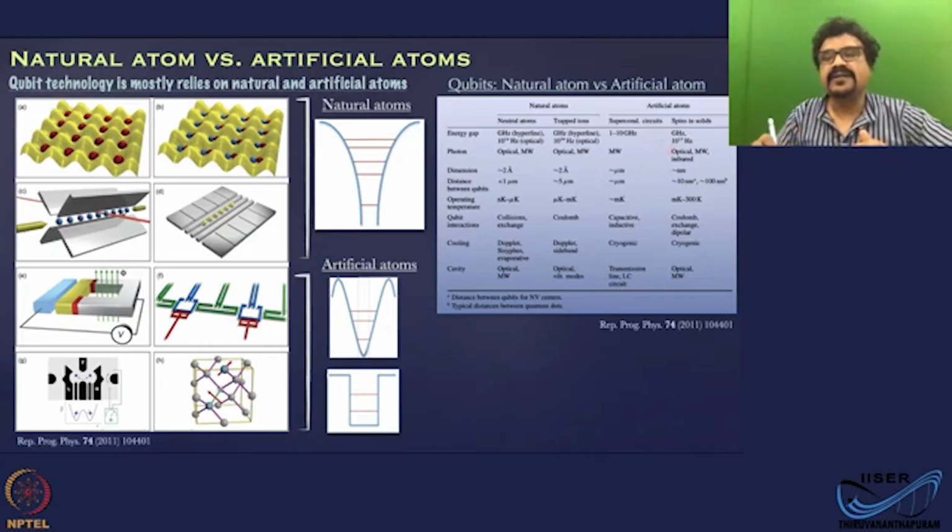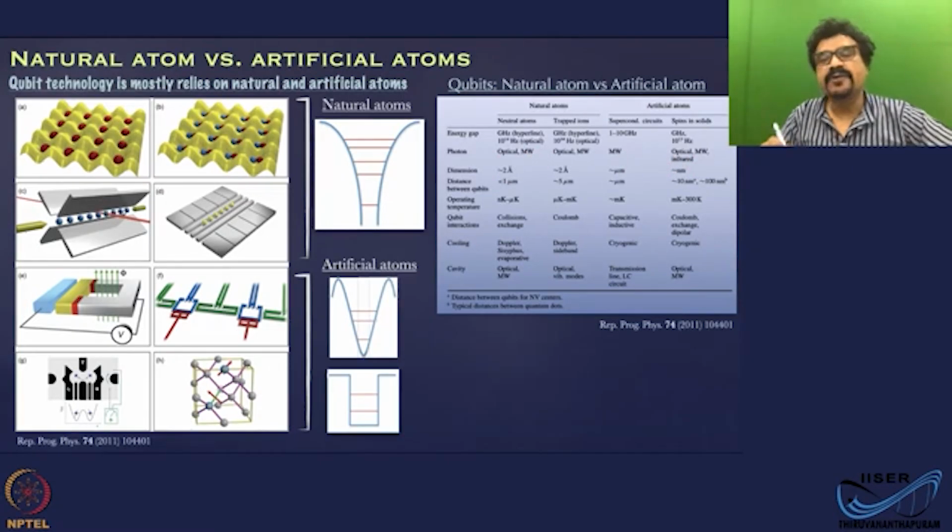Here this table summarizes the main parameters, or main points, of all these different systems. For the natural atoms or ions, we have to use optical frequencies, or electromagnetic waves in the optical range, to manipulate the states. Whereas for the superconducting and semiconducting ones, this is a few gigahertz to 10 gigahertz range. That means this is the optical regime, and these two are the microwave regime.